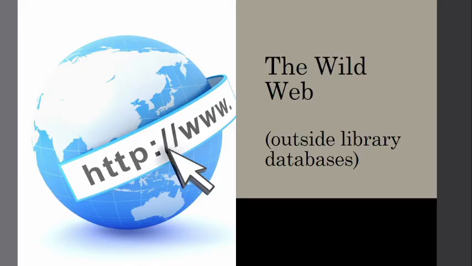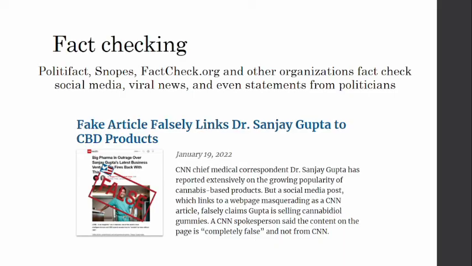Now, you're not only going to be searching in library databases or on government websites necessarily, so I wanted to make sure that you feel confident figuring out how to navigate that. And one of the most useful tools is fact-checking. Now, you have a smart brain and you're able to do some of this yourself, but sometimes it's good to go to a professional. PolitiFact, Snopes, factcheck.org, plenty of organizations are well trusted and they fact-check statements from politicians, social media posts, all kinds of things.